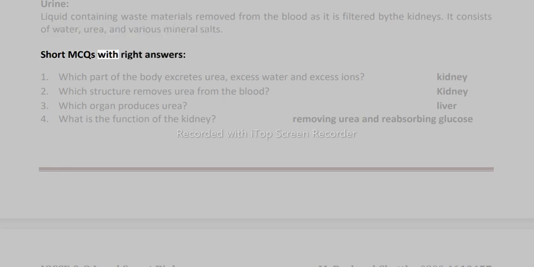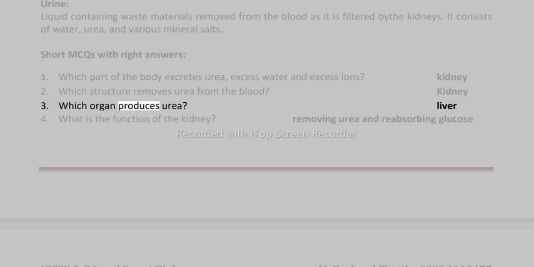Short MCQs with right answers. 1. Which part of the body excretes urea, excess water, and excess ions? Kidney. 2. Which structure removes urea from the blood? Kidney.